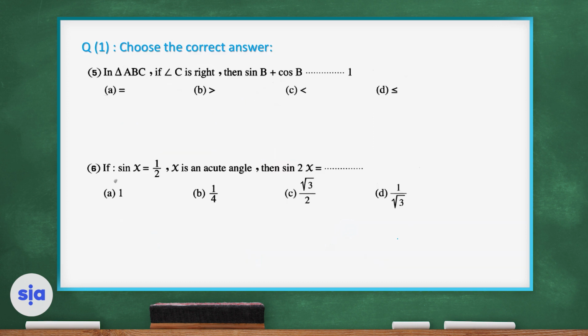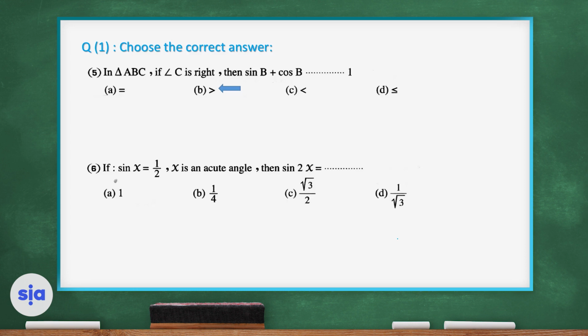Question 5. In triangle ABC, if C is a right angle, then what's sine B? Then sine B plus cosine B is what with relation to 1? Is it equal, greater than, or less than? If you look at it, you will see that sine B plus cosine B is greater than 1.